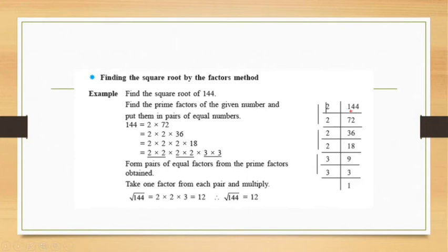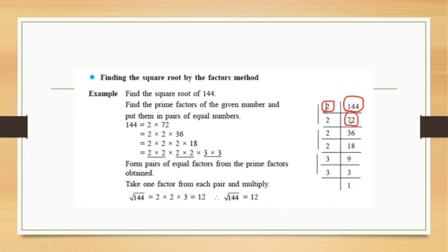144 is an even number, so it is obviously divisible by 2. 2 multiplied by 72 gives you 144. This is the dividend. Yes, this is the divisor. Clear? And this one, 72, is the quotient. So 2 multiplied by 72 gives you 144.